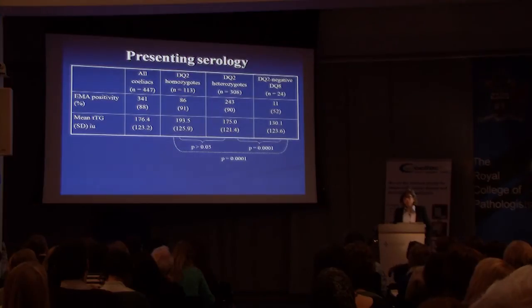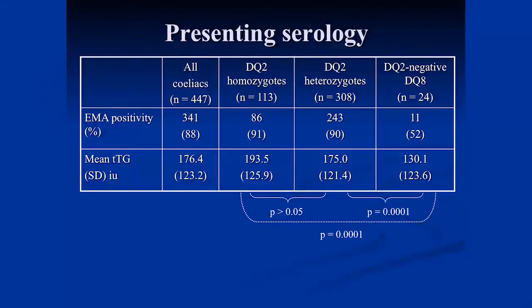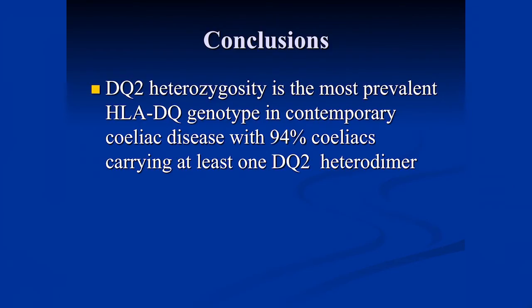This table represents the celiac serology at diagnosis of celiac disease. 50% of DQ8 celiacs were positive for EMA at diagnosis, in comparison to 90% in the DQ2 celiacs. Similarly, the mean TTG titer was significantly lower in the DQ8 carriers in comparison to the DQ2 carriers at diagnosis.